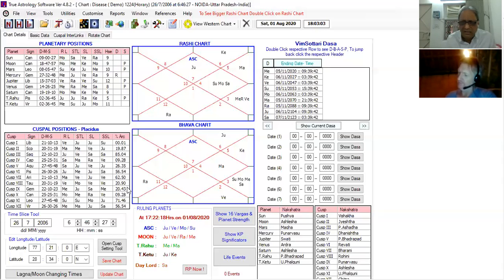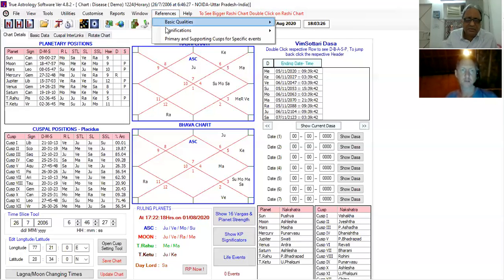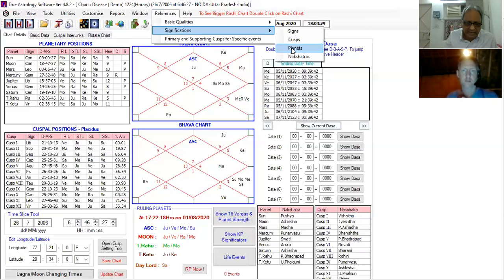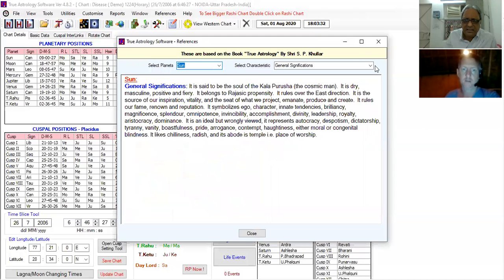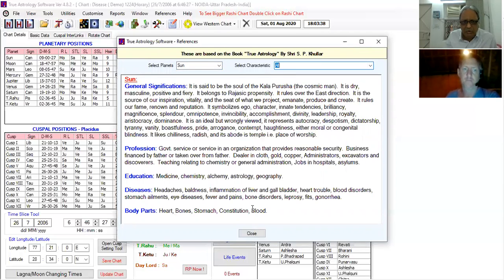No, what I'm looking for is the rule itself, because I wrote down, but we used that specific example, Sun. See, for Sun you have to note down the disease given by Sun and the body part given by the Sun. You can take it from the references. You go to reference, signification, then the planets. Here is the Sun. What are the body parts? Heart, bone, stomach, constitution, blood. And what are the diseases? These are the diseases. You have to note down from here.